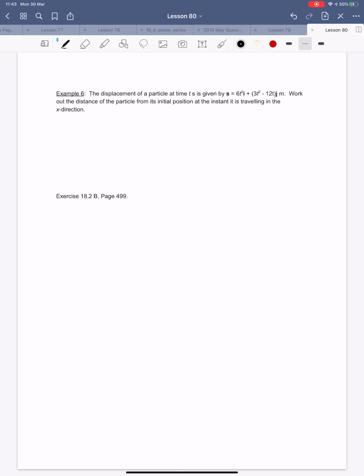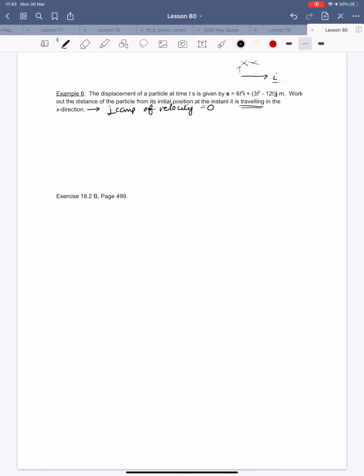So when it's travelling in the x direction, what you've got is that velocity. So when it's travelling, the j component of velocity equals 0, okay, because in the x direction it's just got i's only, it hasn't got any j's, which is up here.